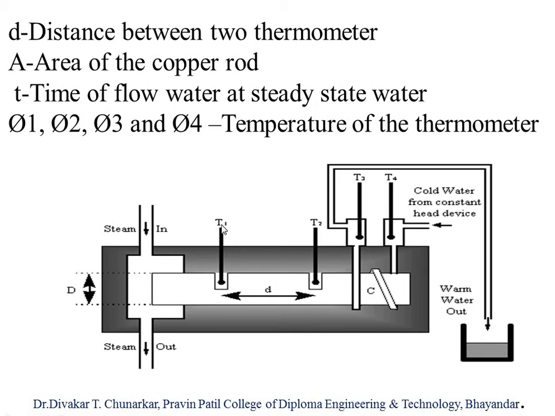After you complete your experiment and finish collecting water in the beaker for 5 minutes, measure the temperature with the help of the thermometers T1, T2, T3 and T4. These are theta 1, theta 2, theta 3 and theta 4. T is the time we collect water in the beaker, only 5 minutes, so 5 minutes equals 300 seconds. A is the area, which you calculate from the rod.